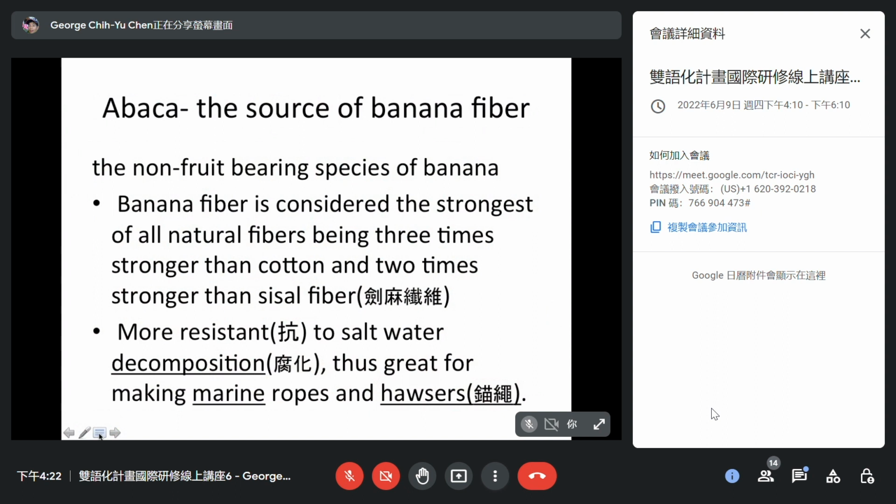And additionally, banana fiber is more resistant to saltwater decomposition. And therefore, in the early days, banana fiber was great for making marine ropes and hawsers. Marine means 海洋的. So all these 绳子用在海里的 and the hawsers were made of banana fiber.